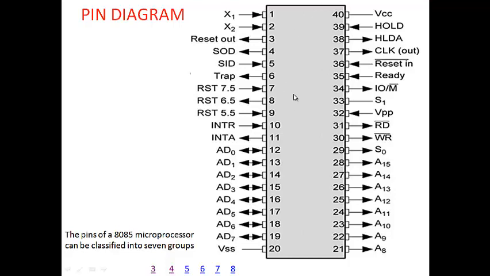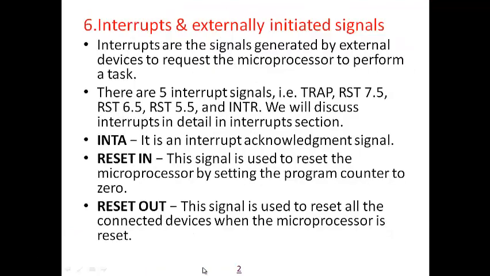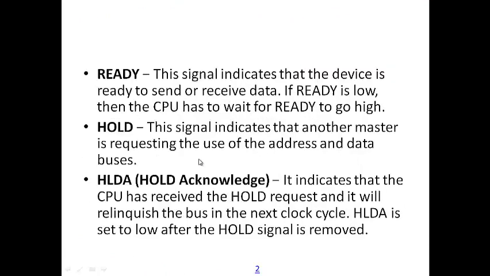Once the processor is reset, its subordinates also should be reset. So it will send a signal out, which is called reset out. The arrow is clearly pointed: this is out, and that is in. So that is with respect to interrupts.